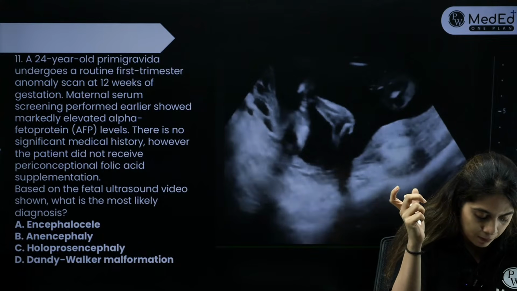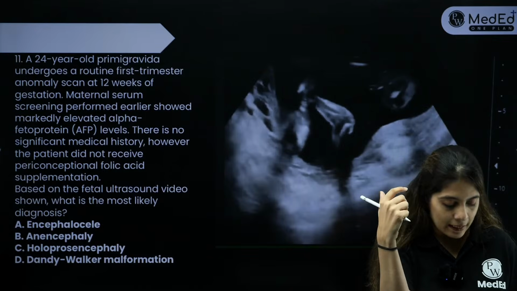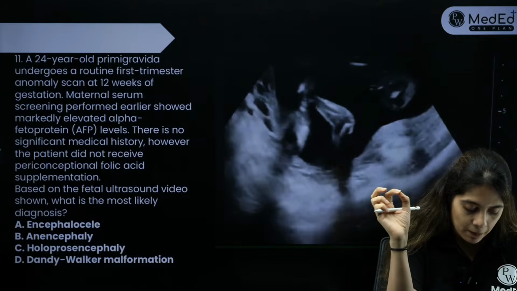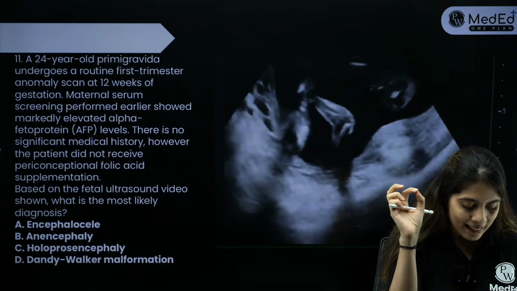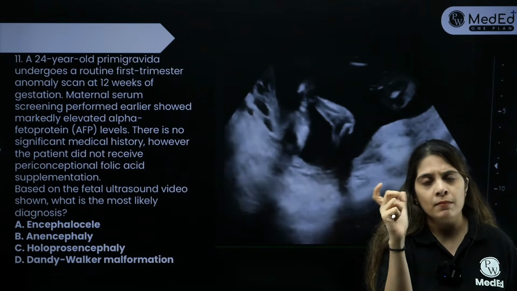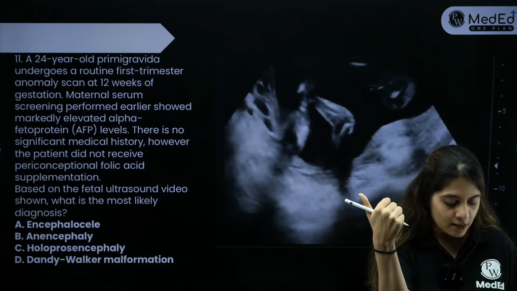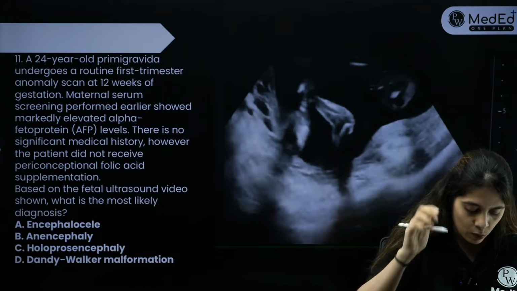Maternal serum screening performed earlier showed a markedly elevated AFP. So again, there is an elevated AFP. We have already seen one MCQ with elevated AFP. There is no significant medical history. However, the patient did not receive periconceptual folic acid supplementation. So they have given you some hint that some neural tube defects can be present. AFP is elevated. Folic acid has not been taken. Based on the fetal ultrasound video, what is the most likely diagnosis?